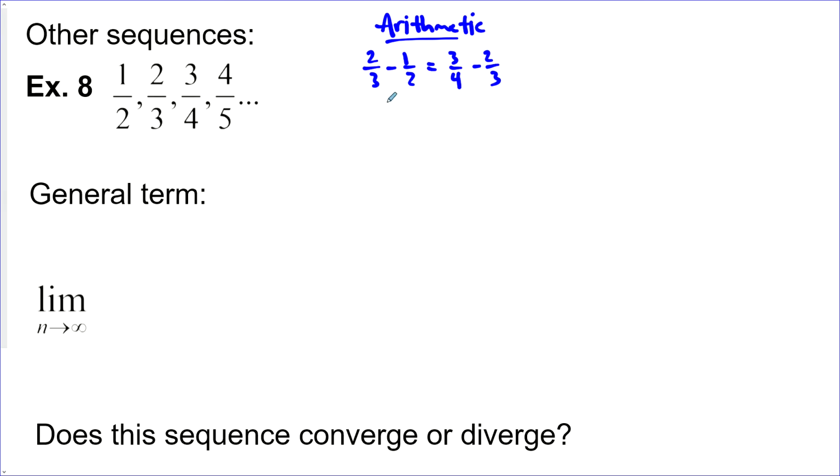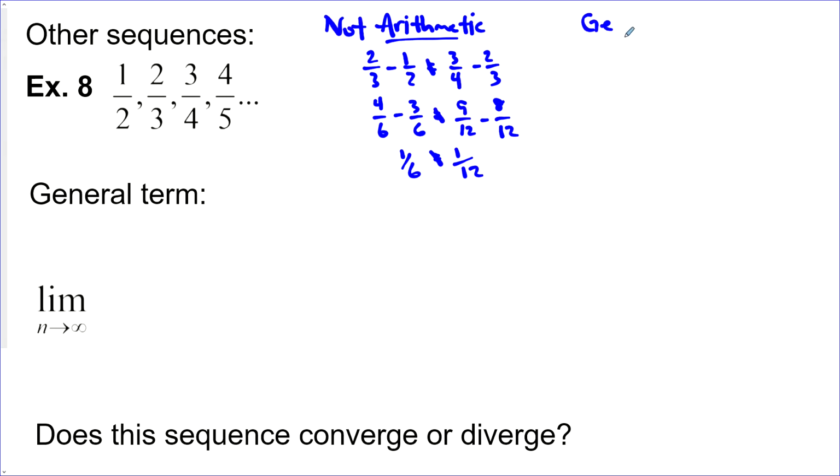So it looks like we need a common denominator of 6. So 4/6 minus 3/6 is 1/6. And common denominator 12, so 9/12 minus 8/12 is 1/12. So we do not have a common difference, so it's not arithmetic. Okay, let's check out geometric then. And if it's geometric, then it should have a common ratio.